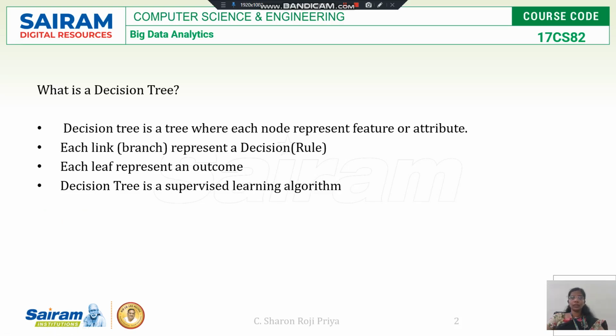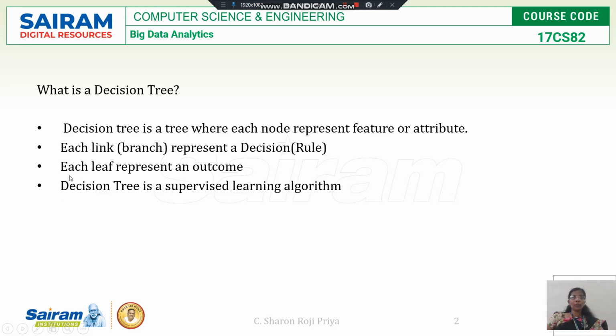What is a decision tree? A decision tree is a tree-like structure which is used to make classification rules. How can I form these classification rules? By traversing along the branches of the decision tree, I can form decision rules or classification rules. This decision tree is a supervised learning algorithm, that is, it follows the supervised learning technique. Every object in your dataset will be assigned to one of the predefined classes. It will be labeled data.